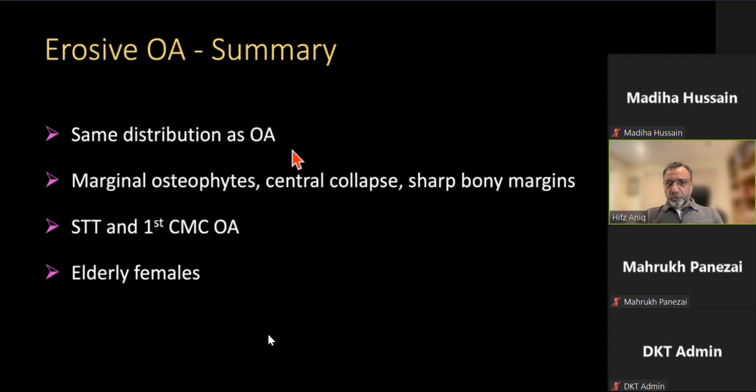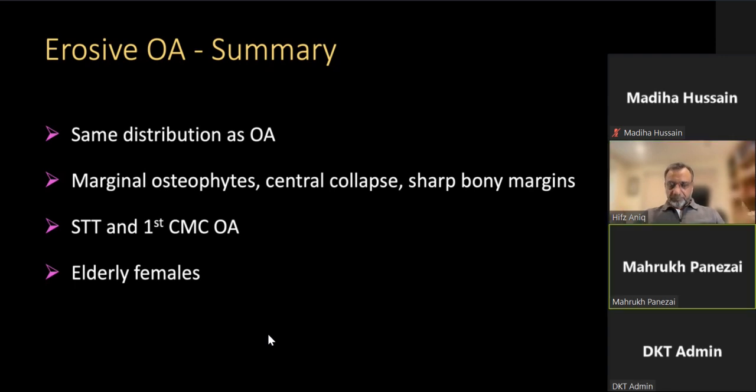So there may be some erosion as a way, but erosion will all occur in the interphalangeal joint. So there will be marginal osteophytosis, central collapse, margins. You will see osteoarthritis of the MCP third. Similar to osteoarthritis, you will have STT joint and first CMC osteoarthritis, but no erosion in these places, and it typically occurs in females. So, about this.